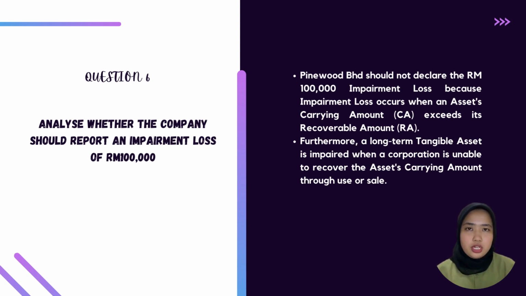Next, for question 6, analyze whether the company should report an impairment loss of 100,000 ringgit. Pinewood Berhad should not declare the 100,000 ringgit as impairment loss because impairment loss occurs when an asset's carrying amount, which is CA, exceeds its recoverable amount, which is RA.